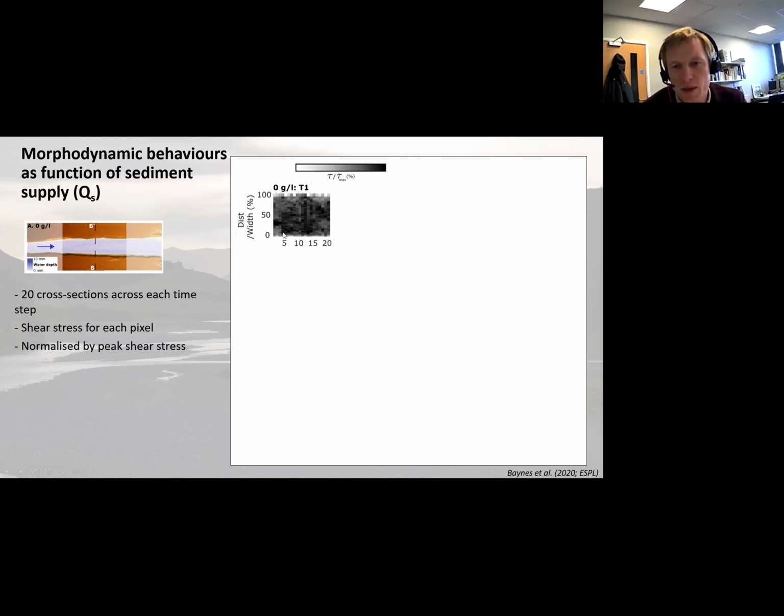And then for each of the pixels, we calculate the maximum shear stress for the entire cross section, and then the normalized shear stress for each pixel. So that's the shear stress divided by the maximum shear stress. So values that are black are all close to that maximum shear stress, whereas white values are much lower. So as you can see here, everything seems relatively uniform, relatively constant around that maximum shear stress.